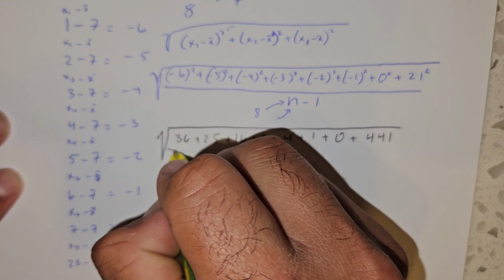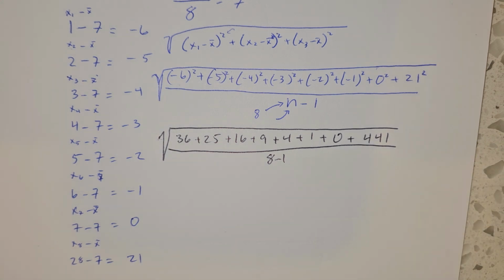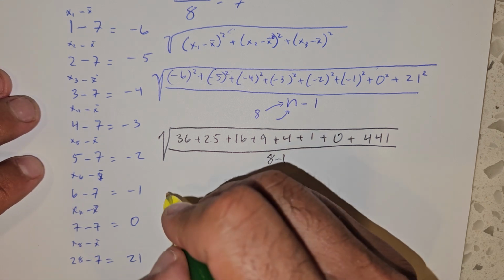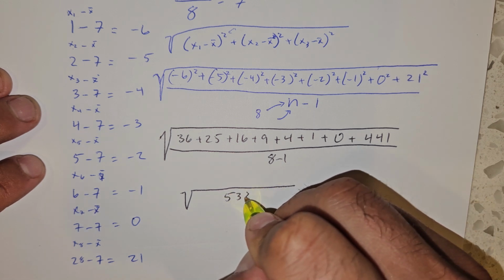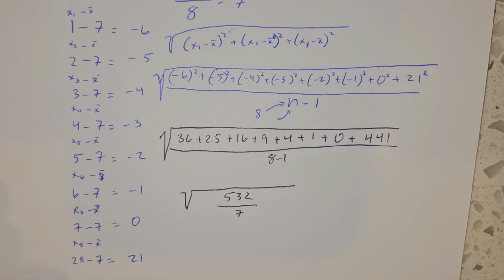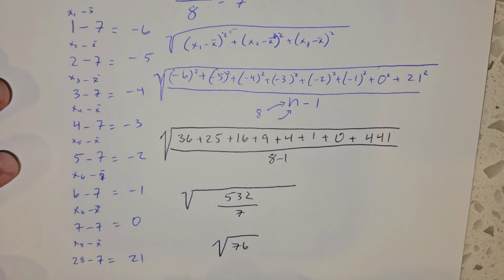Oh sorry, we forgot to do the divided by 8 minus 1, which is equal to 7. So 36 plus 25 plus 16 plus 9 plus 4 plus 1 plus 0 plus 441, and we get the square root of 532 divided by 7. We divide that by 7 and we get 76. So we get the square root of 76. Now we actually take the square root.